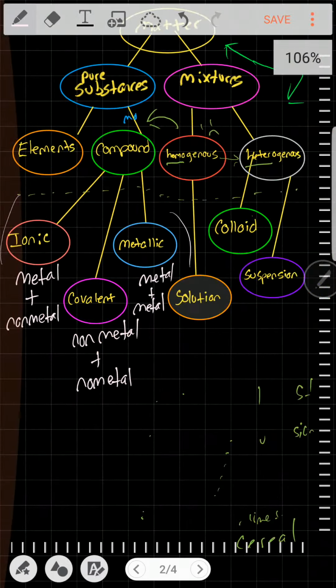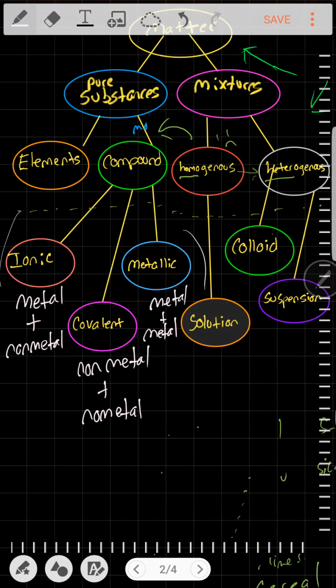So again, one quick review. Matter has two types: a pure substance and a mixture. Pure substances are uniform throughout, and they can either be an element or a compound. An element is made up of only one kind of atom. Compounds are two or more different kinds of atoms chemically bonded in different ratios. And those compounds can form ionically, covalently, or metallically.